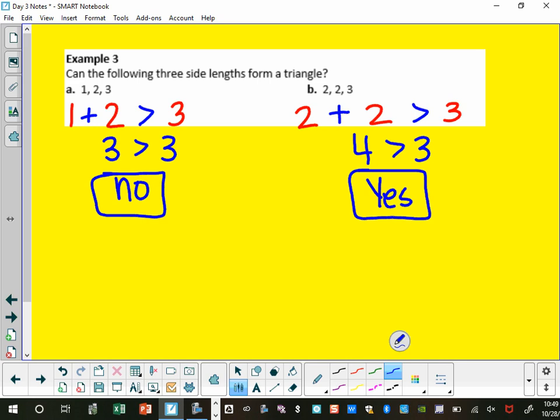That's like just on your quiz that you just had. We had 2, 2, and 3. That means that that could be a triangle, because 2 plus 2, your two smaller sides are bigger than the last side. All right, let's go backwards. Let's go to example 2.